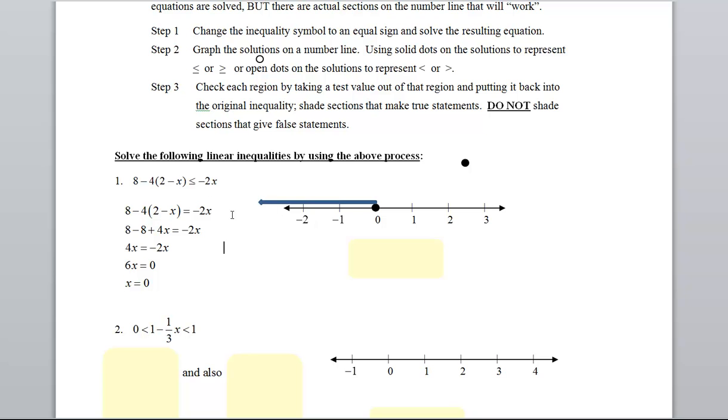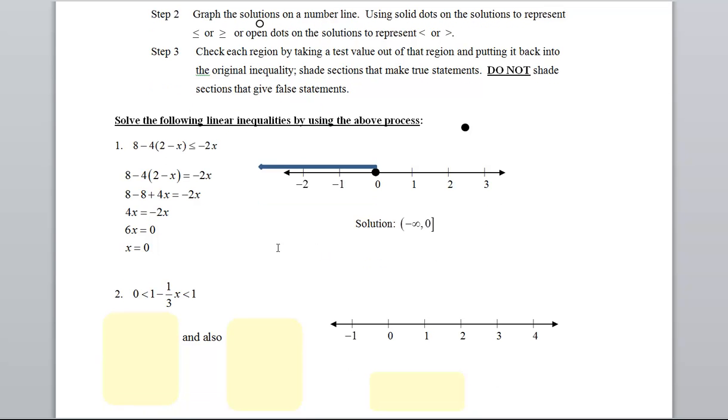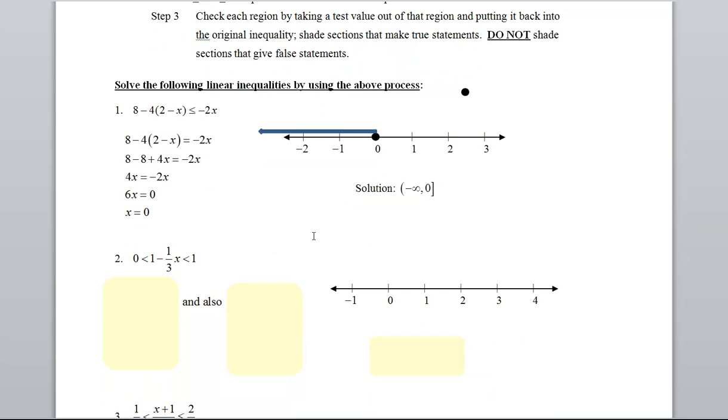Now, interval notation. As I come in from the left, I hit an arrow, which means negative infinity. I go all the way up to 0. And since it is a solid dot, remember I have to use a bracket. So my solution would be parentheses negative infinity, comma 0, bracket. So there's that one. Let's try this one.